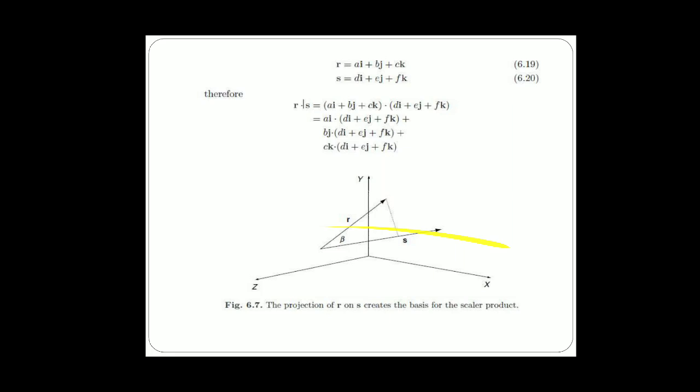By which I am getting an answer: ad i into i plus ae i into j plus af i into k plus bd j into i plus be j into j plus bf j into k plus cd k into i plus ce k into j plus cf k into k. So this is the actual solution which we are getting by solving the multiplication, that is magnitude of r into magnitude of s.